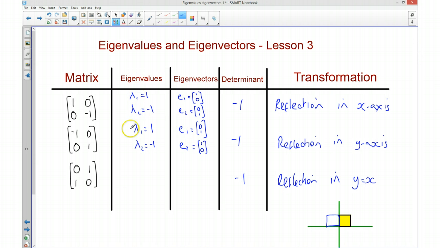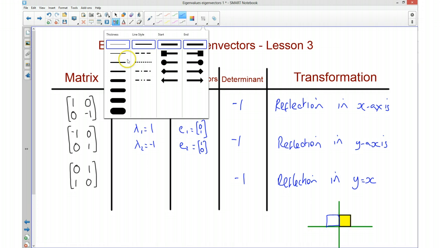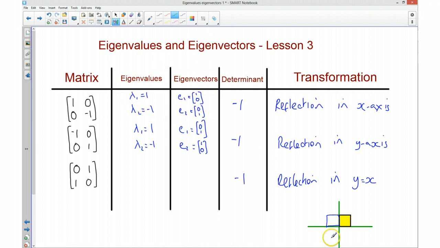Okay, finally we have got our reflection in the line y equals x. So if I just draw in the line y equals x for us, we'll have a red line.